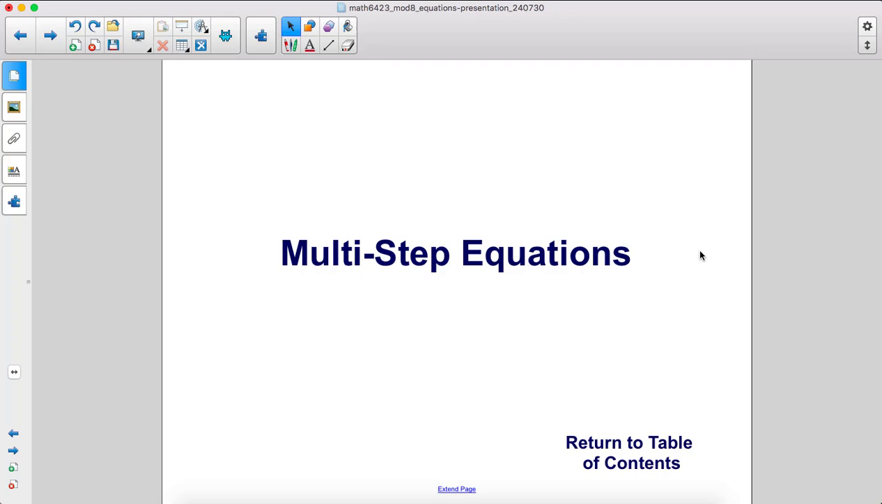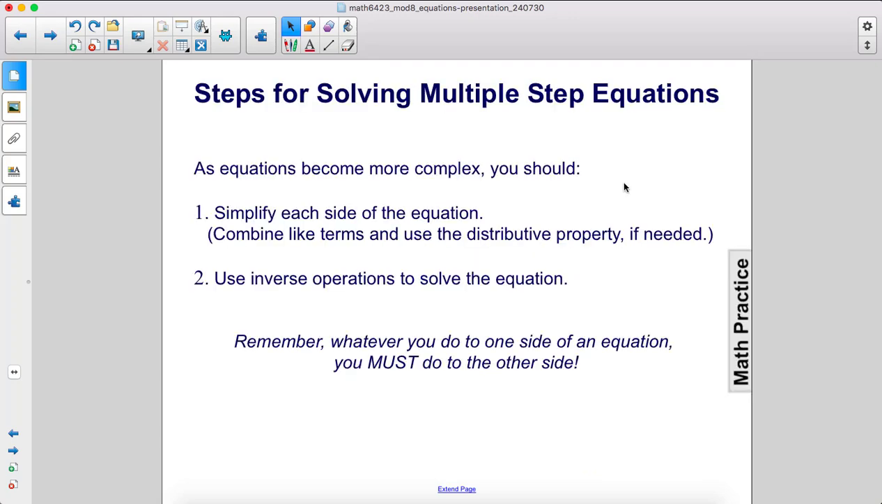Multi-step equations. As equations become more complex, you should first simplify each side of the equation, so combine like terms, use the distributive property, things like that, and then use inverse operations to solve the equation. Remember, whatever you do to one side of an equation, you must do to the other side.